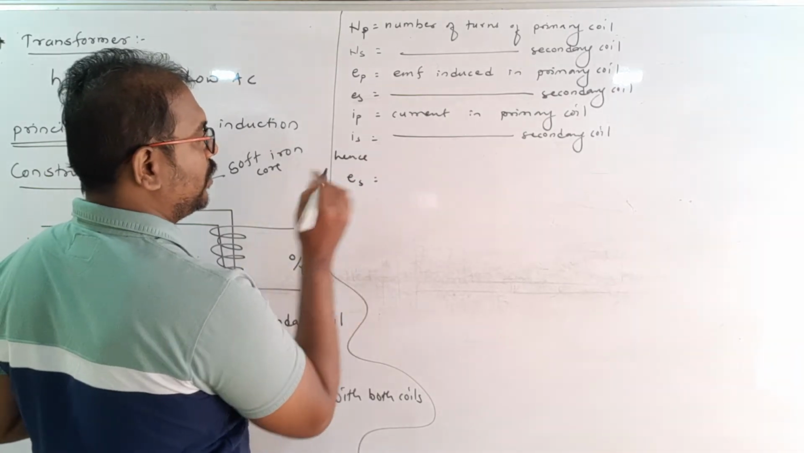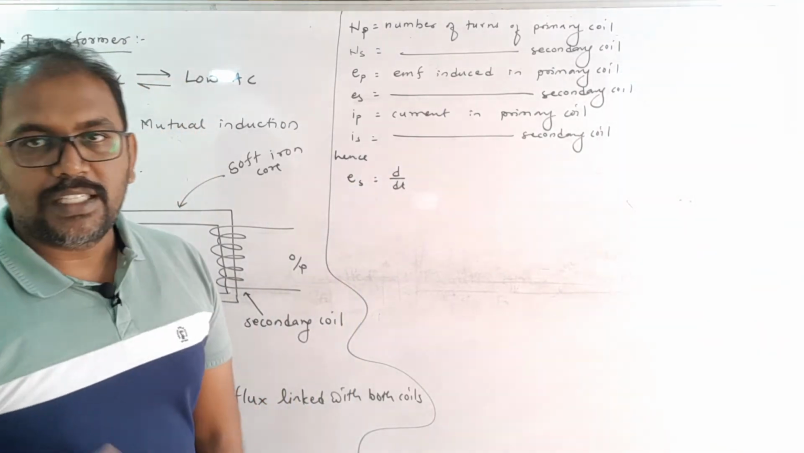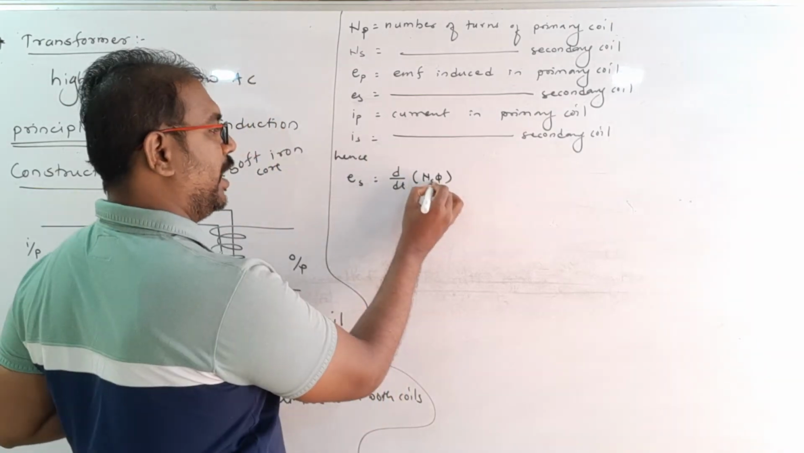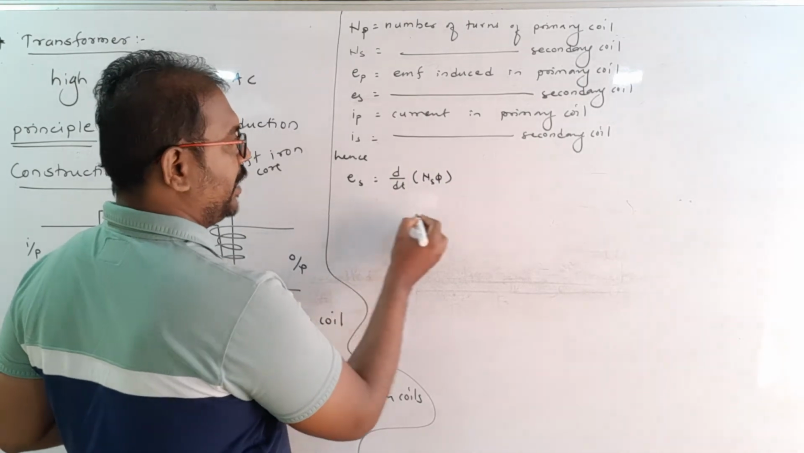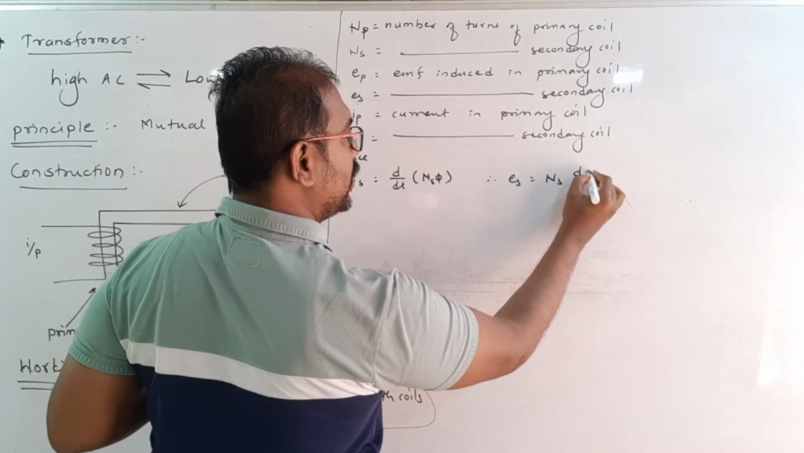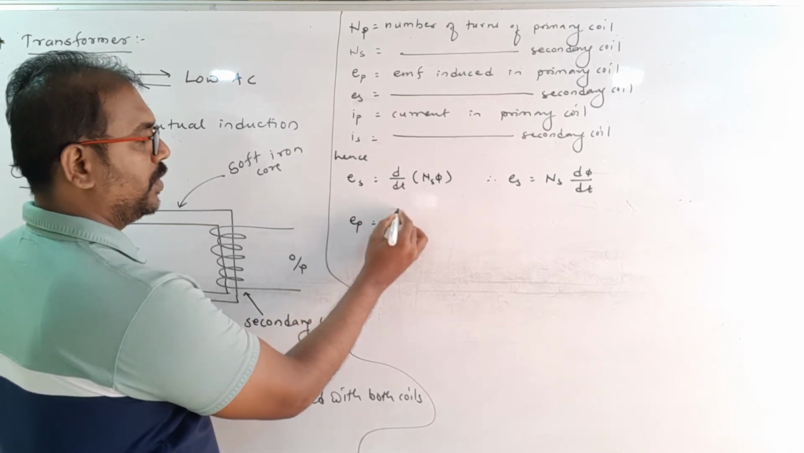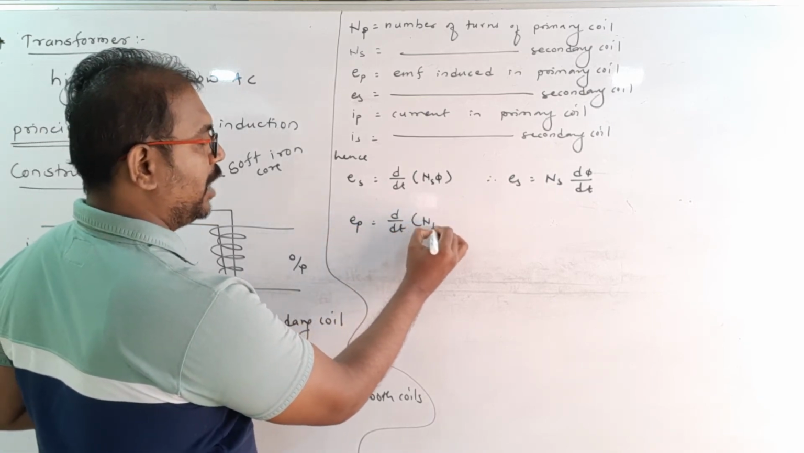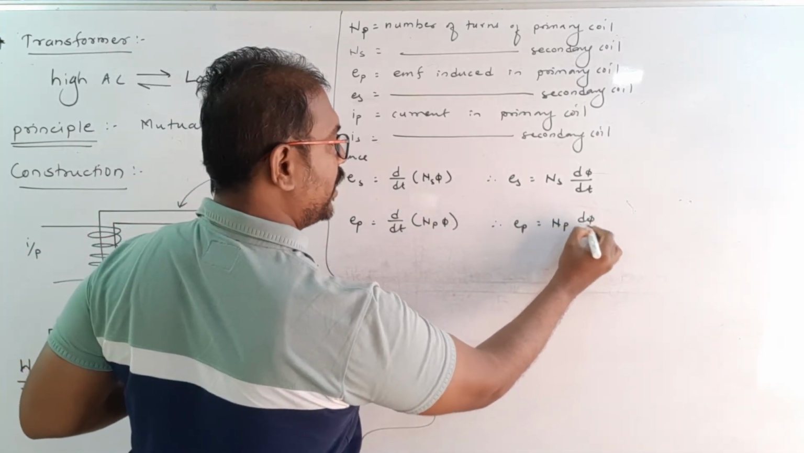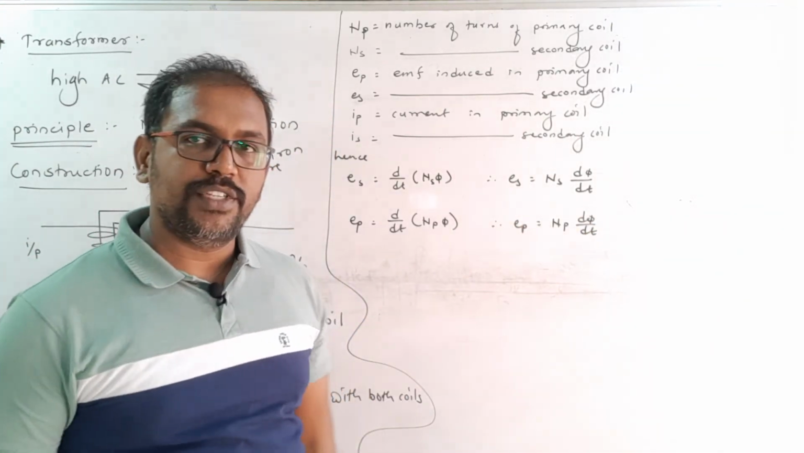Hence the EMF across the secondary is equal to d phi by dt. Here the flux and number of turns are related. So for the secondary, NS into phi. Hence ES is equal to NS into d phi by dt. Then we can write EP also, d by dt of NP into phi. Hence EP is equal to NP into d phi by dt. So here we get the EMF induced in the secondary and the EMF induced in the primary.